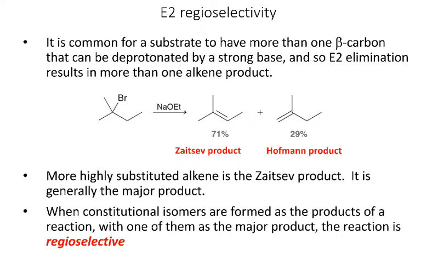And so we can rationalize the major product and the minor product based on the stability of alkenes that we talked about in a previous video. This is a tri-substituted alkene, and we expect that to be more stable than a di-substituted alkene. So this is what we would expect to be the major product. When we have reactions where there's more than one possible constitutional isomer as products, and when one of them is preferred over the other, we call this regioselectivity. And so we would say, in this case, this E2 reaction is regioselective.